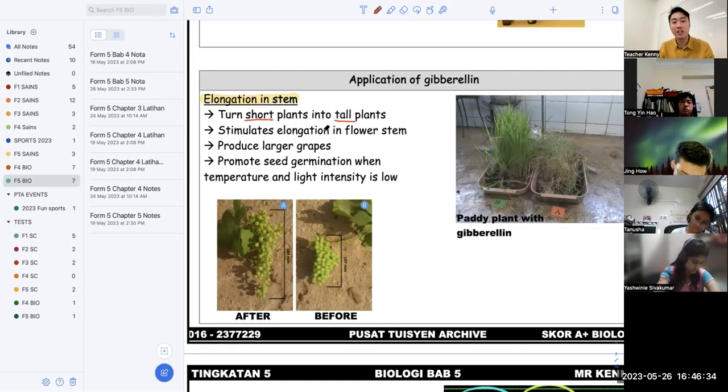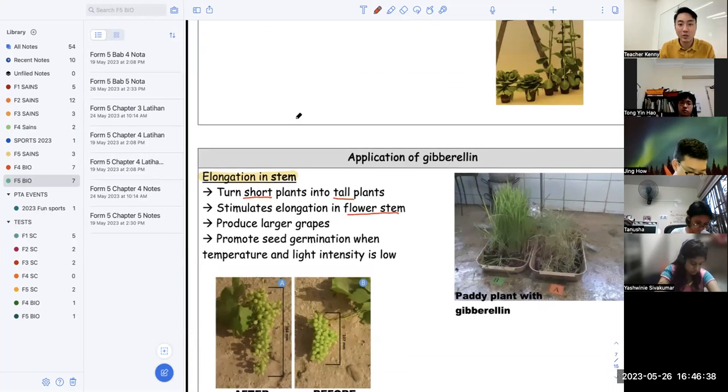It also stimulates the elongation of the flower stem. Some people want the flower stem to be longer. You know what a flower stem is, right? Okay, this is the stem, this is the flower, this is the flower stem.